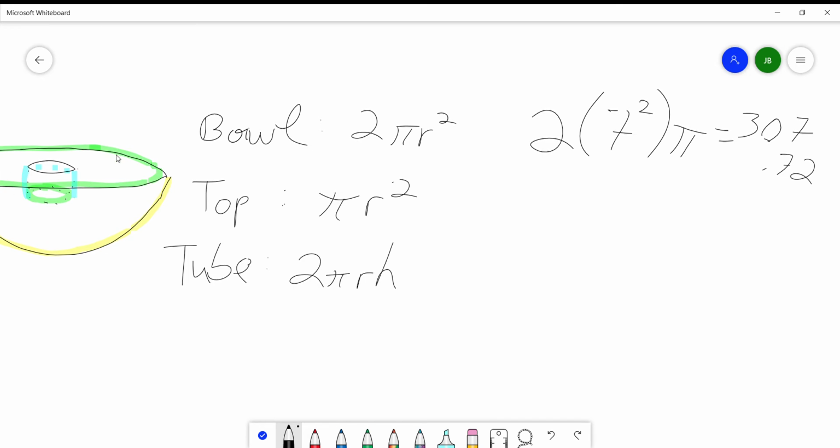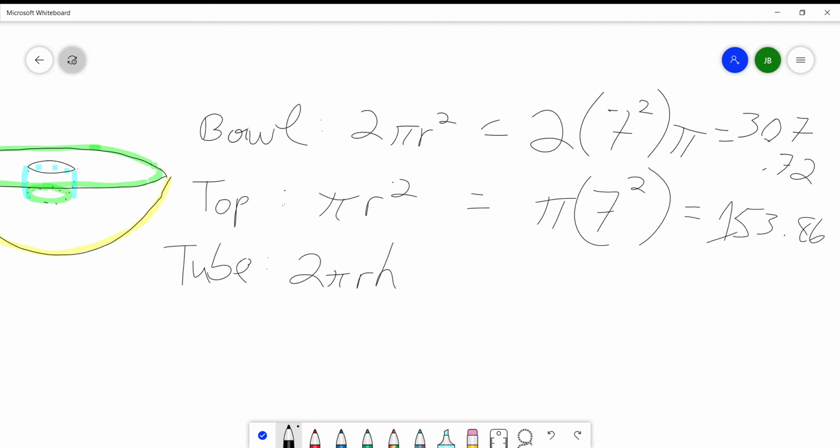Next, for the top circle, again, the radius is the same as for the sphere calculation. So instead of 2 pi r squared, it's going to be 1 pi r squared. So total, we have 3 pi r squared between the top hole and the top. But let's just keep it simple. So we have pi times 7 squared, which equals 49 times pi, which is 153.86.